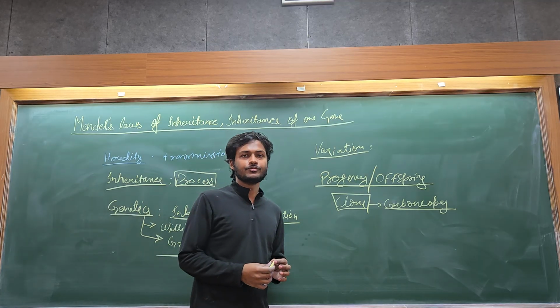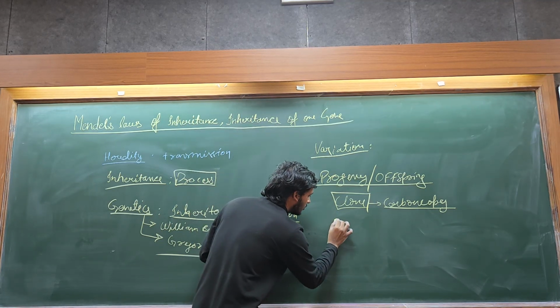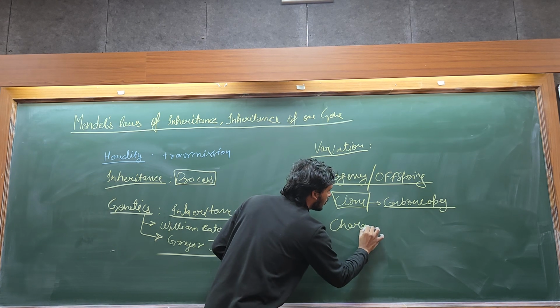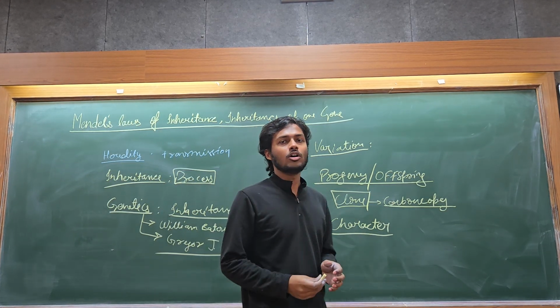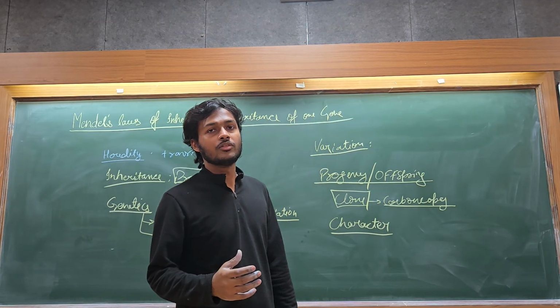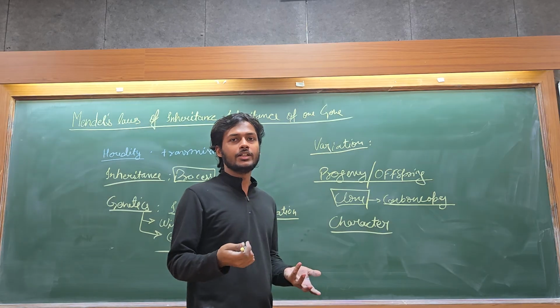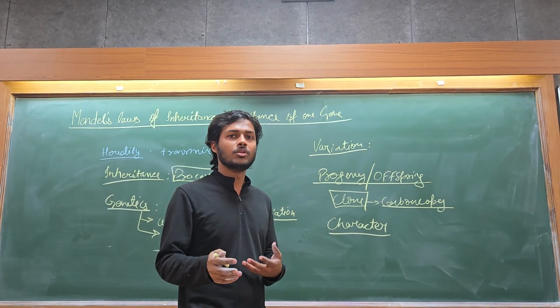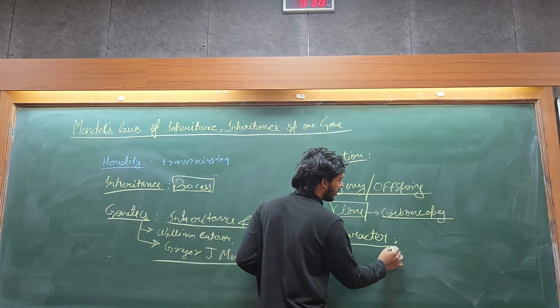Now moving on to the next term, character. What is character? The observable and measurable feature of an individual is called a character. For example, height, eye color, skin color, blood group, etc. They are called characters.